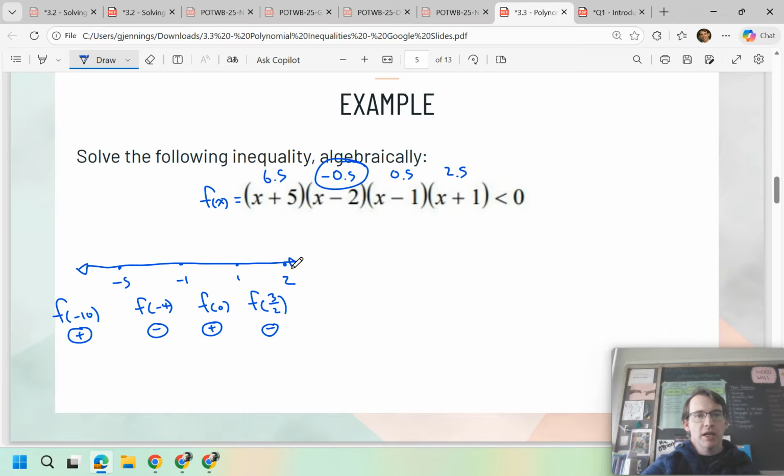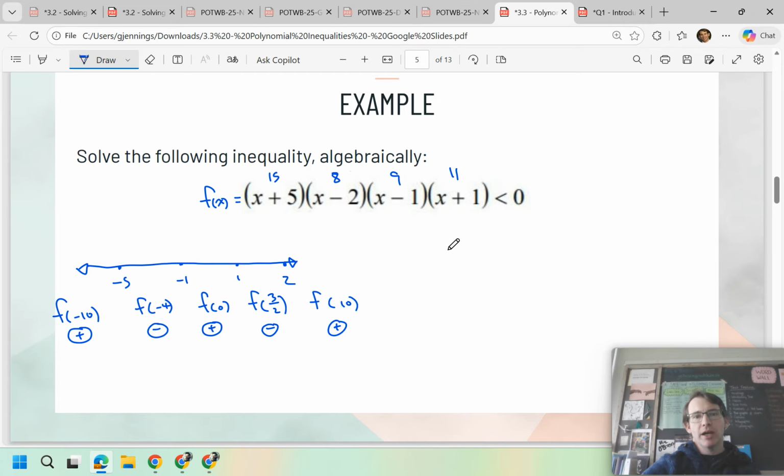It's negative. And then after 2, let's just test f at 10. You could do f at 100 or f at 1 million if you like, if you want to get your Austin Powers on. We've got 15 multiplied by 8 multiplied by 9 multiplied by 11. Of course, all the factors are positive past 2. So this is positive.